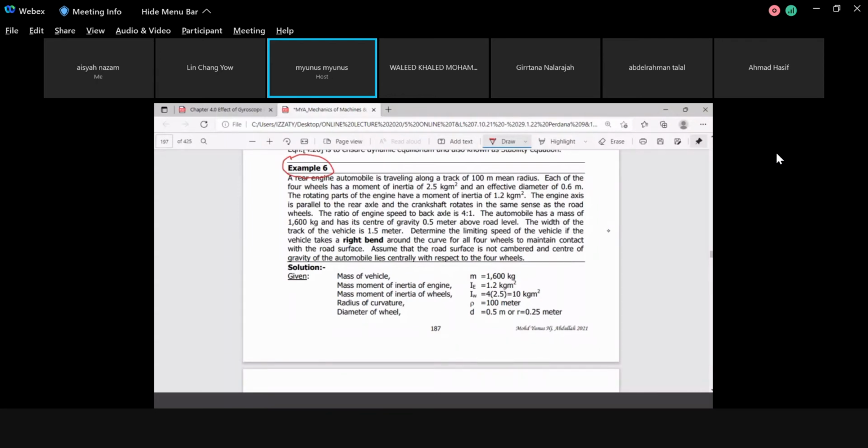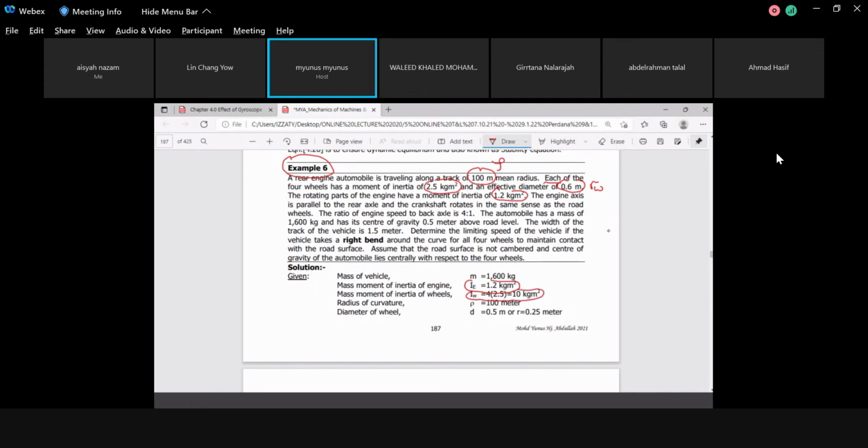Typically on vehicles, we have an engine automobile traveling along a track of 100-meter radius. Remember, traveling along the track, this is the radius of curvature. Each of the wheels has a moment of inertia of 2.5 kilogram meter squared. You're talking about an automobile, so you have to multiply by 4 because there are four wheels. The effective diameter of 0.6 is basically the wheel radius. The rotating part of the engine has a moment of inertia of 1.2. Remember, you have I engine and you have I wheel. This is your solution.